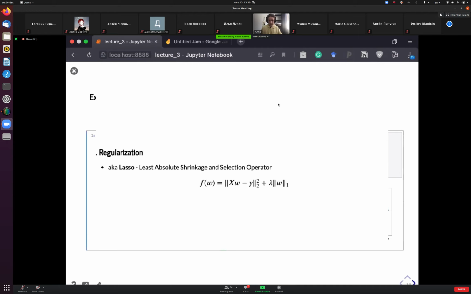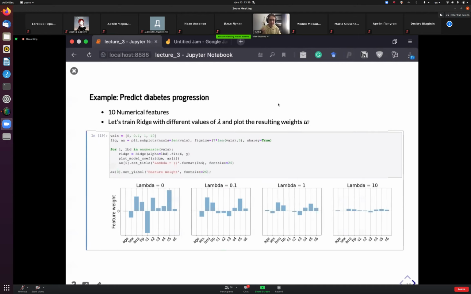So yes, there is a question about ridge. It's still unclear how regularization helps us. We shrank the weights, and what does it give us?